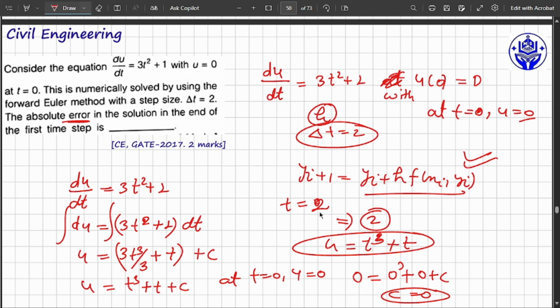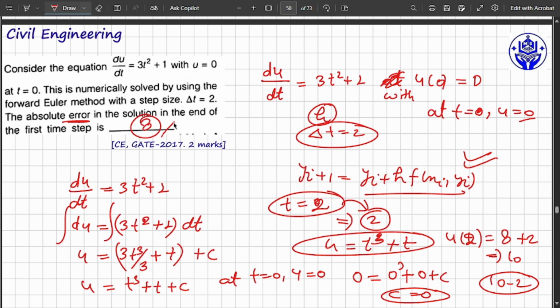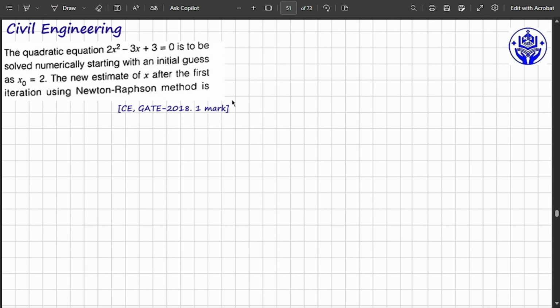So at t is equal to 2, the value is 2, and at t is equal to 2, the value is 8 plus 2 is 10. So 10 minus 2, the error is 8 here. This is the simple concept: approximated solution minus numerical solution.